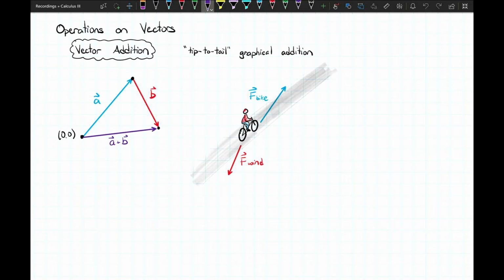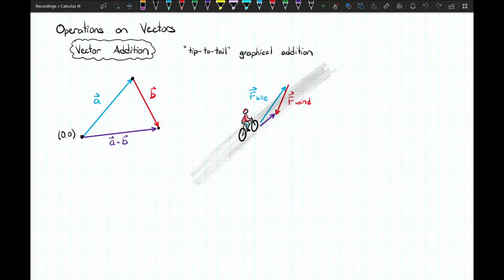Well, overall, imagine that my bike is still going forward. Well, it makes sense here when we take a look at that tip-to-tail addition. When we take the force on my bike and add the force from the wind, you can see that I'm still traveling forward here. The overall net force is basically just exactly along this bike lane.